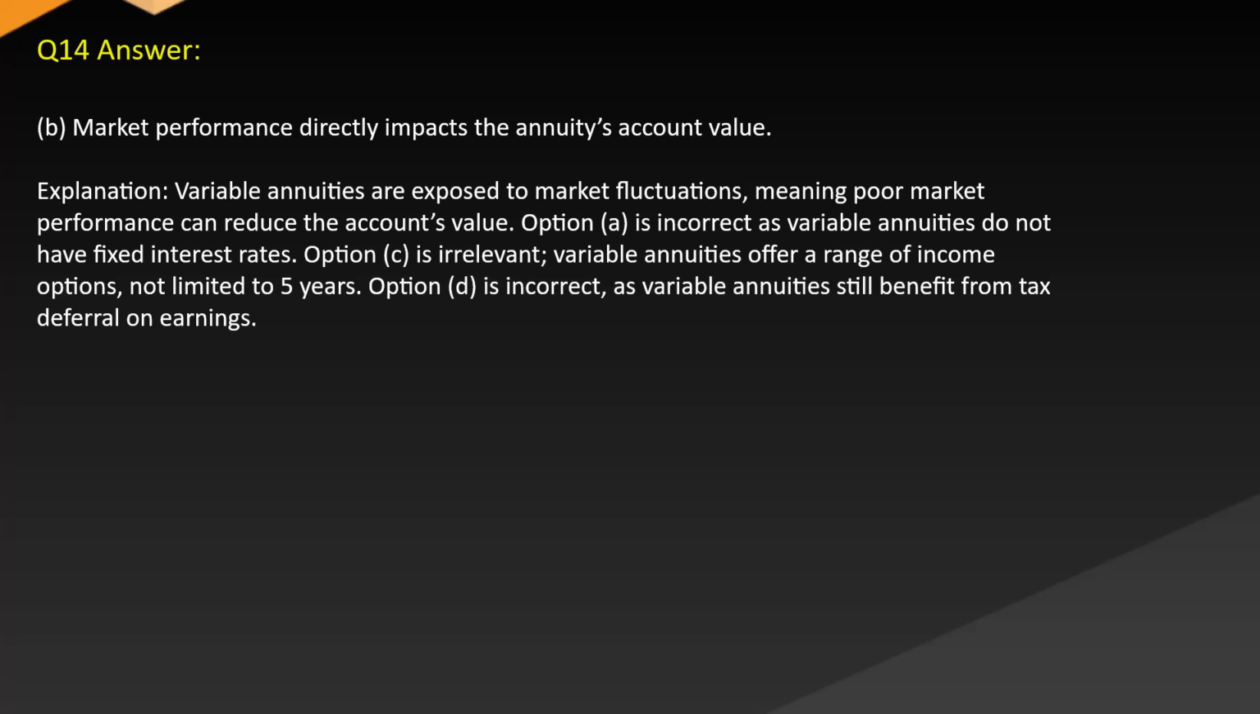Explanation: variable annuities are exposed to market fluctuations, meaning poor market performance can reduce the account's value. Option A is incorrect as variable annuities do not have fixed interest rates. Option C is irrelevant. Variable annuities offer a range of income options, not limited to 5 years. Option D is incorrect as variable annuities still benefit from tax deferral on earnings.